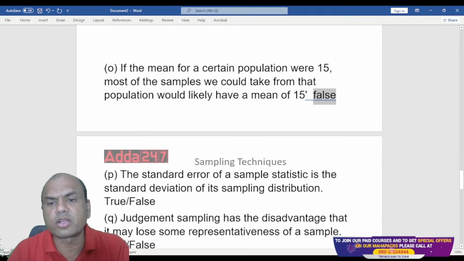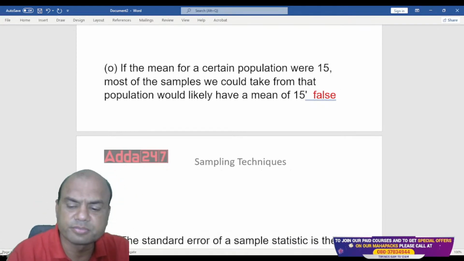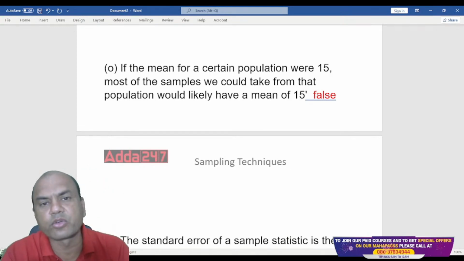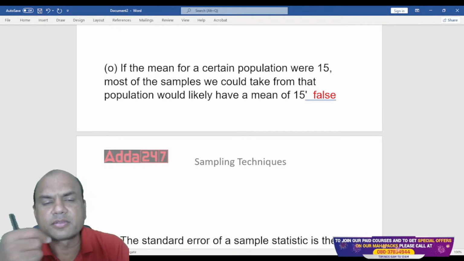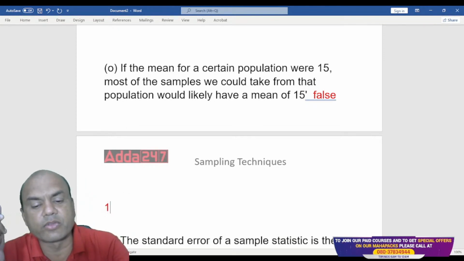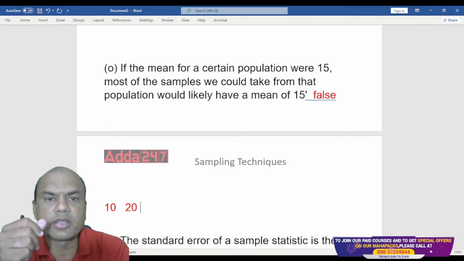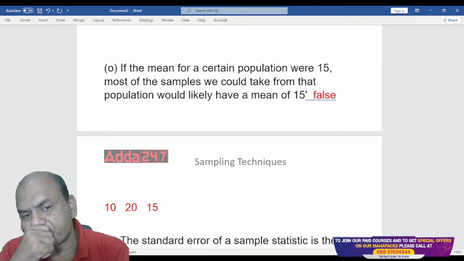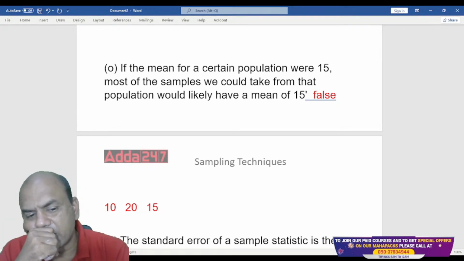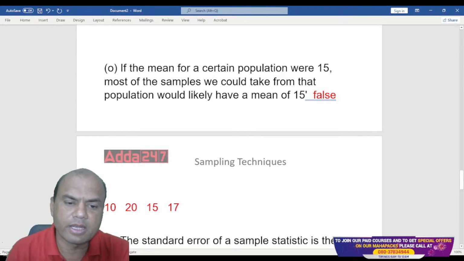Because it's not compulsory that the mean of the sample should be 15 only. I'll give you an example. Suppose I have the samples here. I took 4 surveys, let's say from 4 corners of the city, and the average of the first was 10, the second was 20, the third was 15, and the fourth was, let's say, 17, and this I'll make it 8.